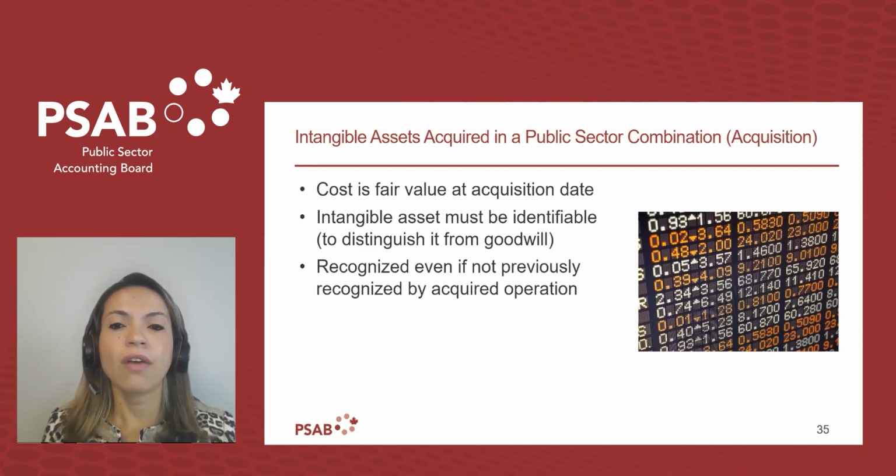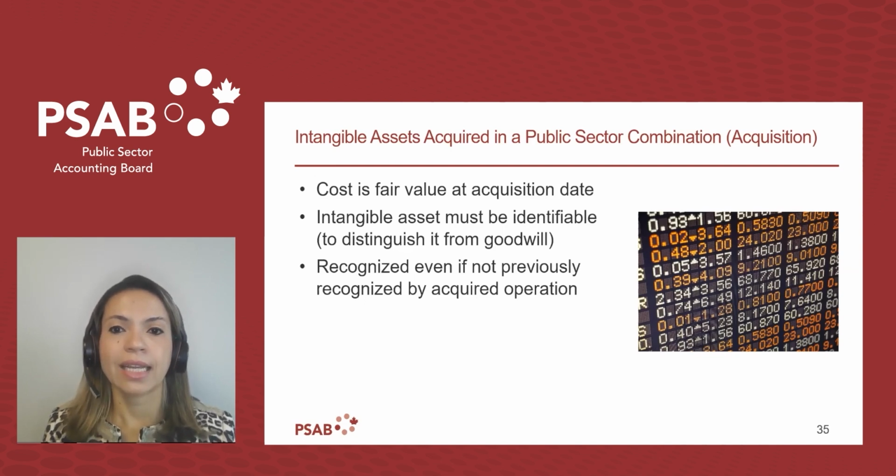The probability of future economic benefits or service potential flowing to the entity is always considered to be satisfied for intangible assets acquired in a public sector combination because it expects there to be economic benefits from the combination. Intangible assets acquired in a public sector combination are recognized separately from goodwill. If an entity cannot identify the intangible asset, it forms part of goodwill and it's not recognized separately.